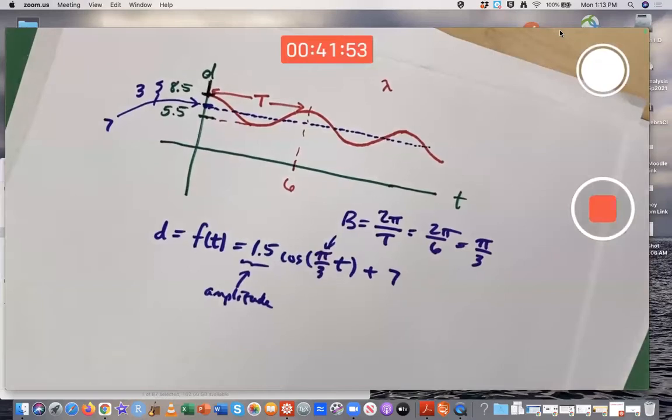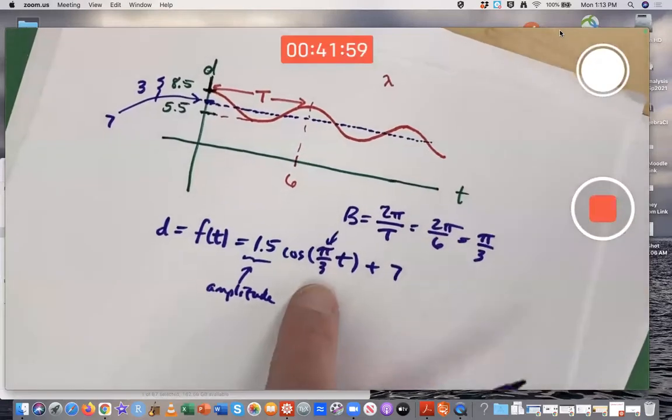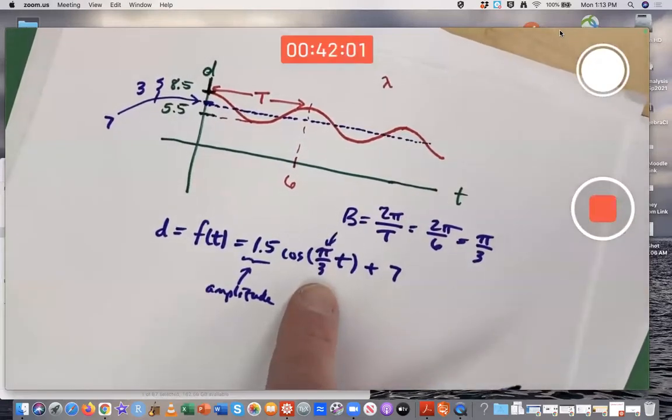You can always check this. There's different things you can do to check it. You could plug in t equals 6, for example, and make sure you're back up to 8.5. When you replace t with 6, just think with me here, 6 times pi over 3, the 6 and the 3 cancel, the 3 completely and the 6 leaving a 2. Pi over 3 times 6 would be 2 pi. Cosine of 2 pi. 2 pi is all the way around a unit circle. You're back to where you started. It's the same as cosine of 0, which is 1.